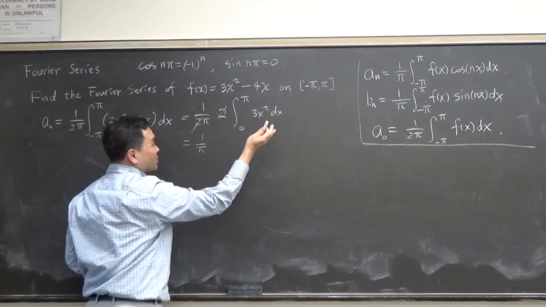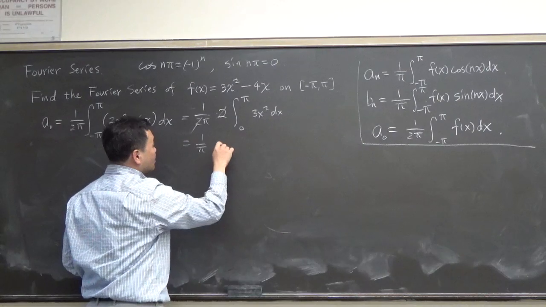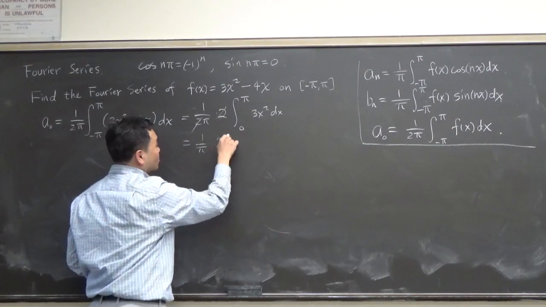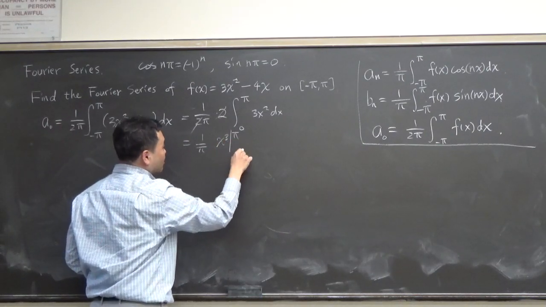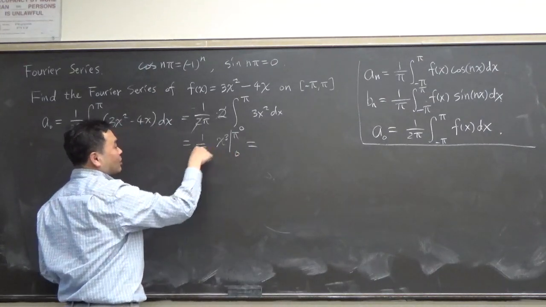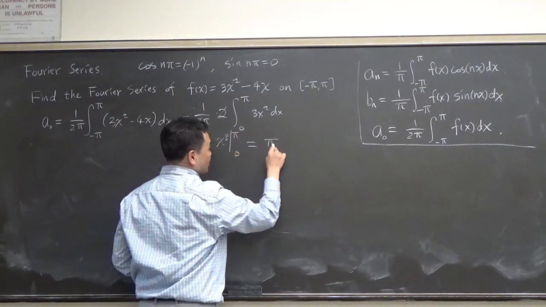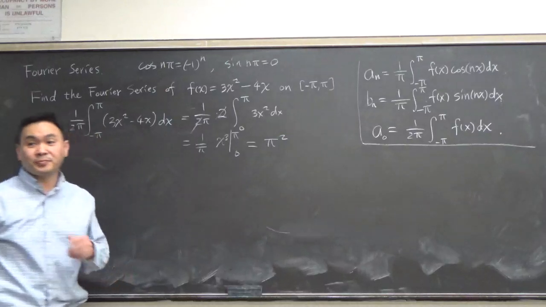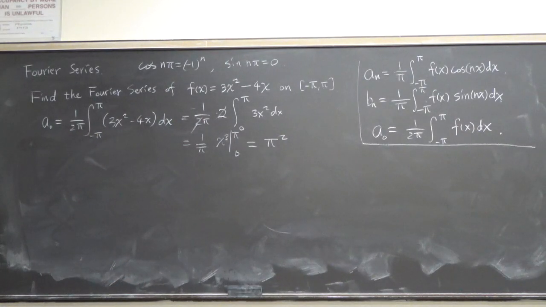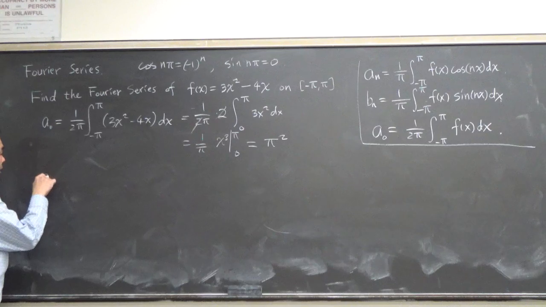And then 3x squared integrates to x cubed. So you have x cubed, you plug in pi and then 0. And then pi cubed over pi is pi squared. So that's what you have. Is that okay? All right.